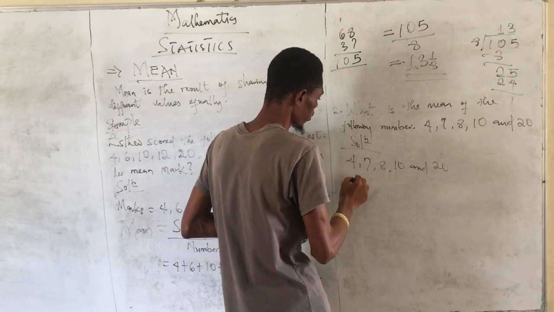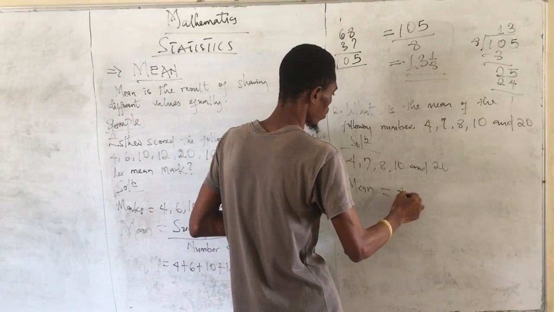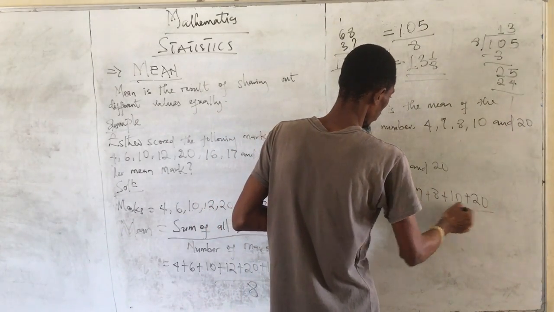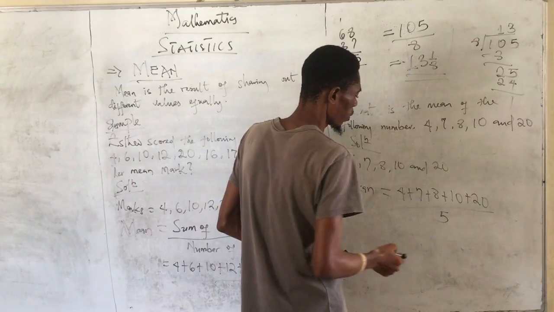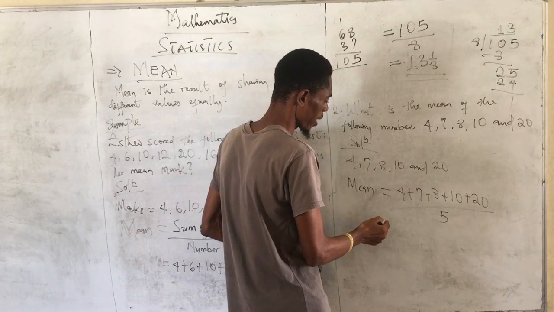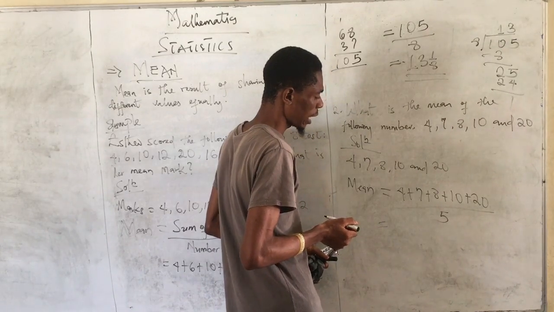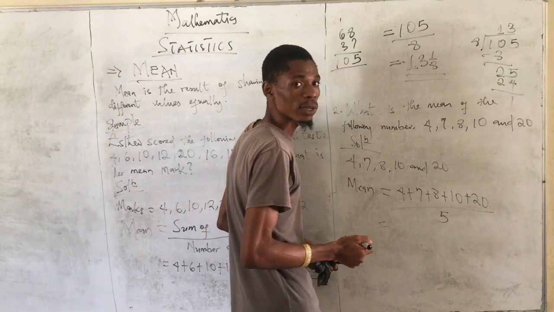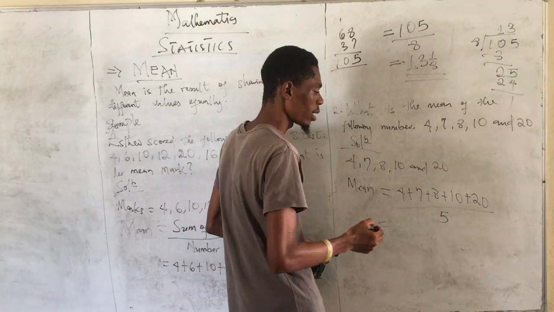It simply means we add all the numbers and divide by the number of times they appear, okay? So we have 4 plus 7 plus 8 plus 10 plus 20. Divided by, let's count how many numbers. 1, 2, 3, 4, 5. So we have 5 numbers, okay? So 4 plus 7 plus 8 plus 10 plus 20 divided by 5. Let's see what we get. 7 plus 4 is 11. 11 plus 8 is 19. 19 plus 10 is 29. 29 plus 20 is 49.